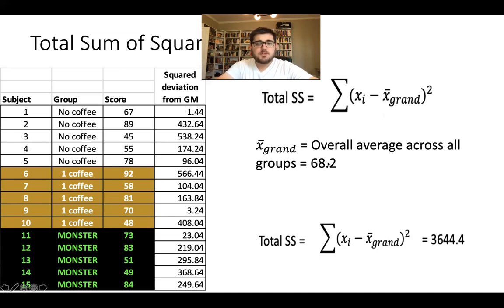So to calculate the total sum of squares, you go through each score. 67 minus the grand mean, 68.2. You square that difference, you get 1.44. So that's your first squared difference. And you go through each score and square the difference between that score and the grand mean, add it all together, and you're going to get 3,644.4. So this is the total amount of squared variation in attractiveness scores, 3,644.4.